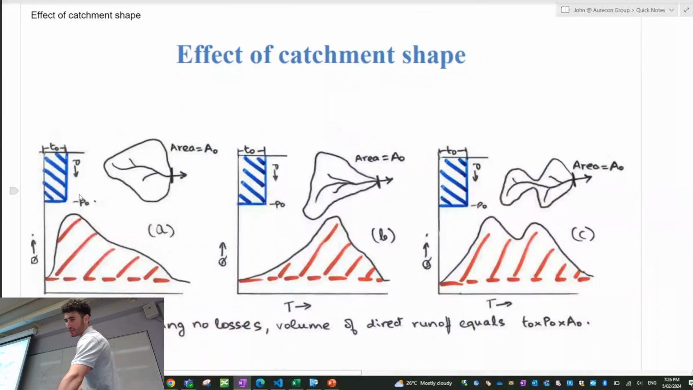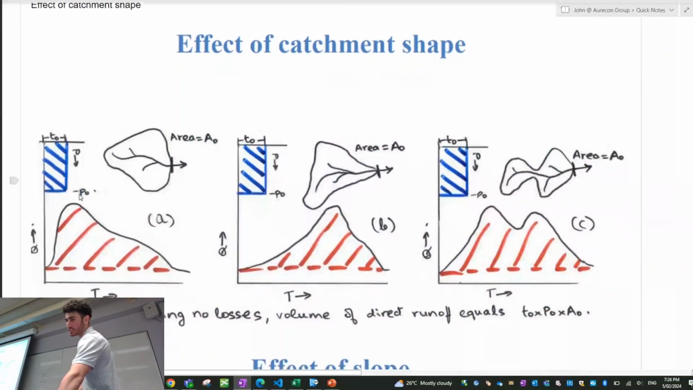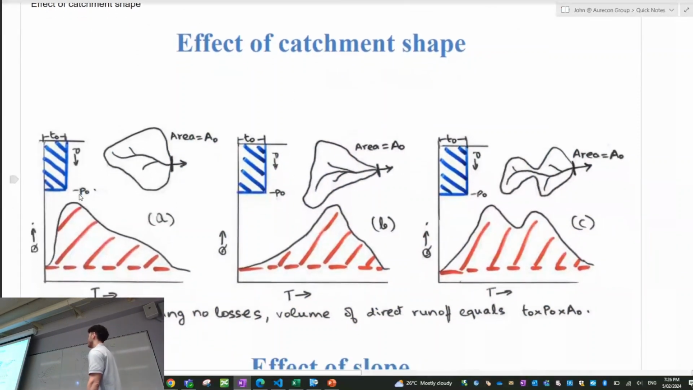Okay, so effective catchment shape. This is what I was talking about before, where the shape of the catchment will affect how the hydrograph will look. Can anyone talk me through this? Does anyone want to talk me through this? How does the shape of the outlet affect how the hydrograph looks? Anyone? Spit words, it doesn't need to sound good.